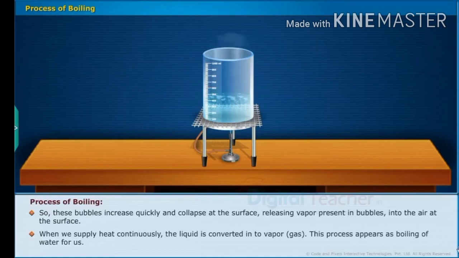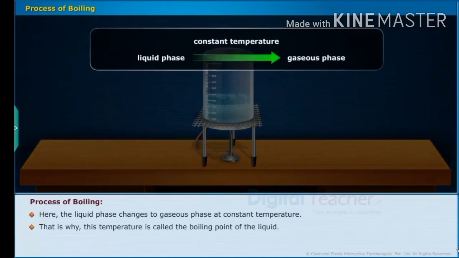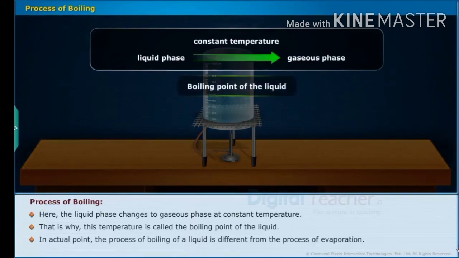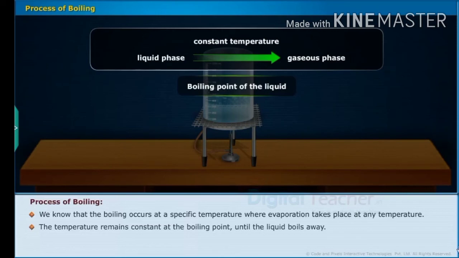This process appears as boiling of water for us. Here the liquid phase changes to gaseous phase at constant temperature. That is why this temperature is called the boiling point of the liquid. In actual point, the process of boiling of a liquid is different from the process of evaporation. We know that the boiling occurs at a specific temperature where evaporation takes place at any temperature. The temperature remains constant at the boiling point until the liquid boils away.